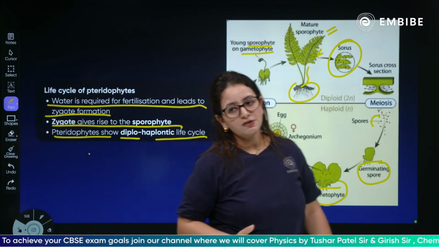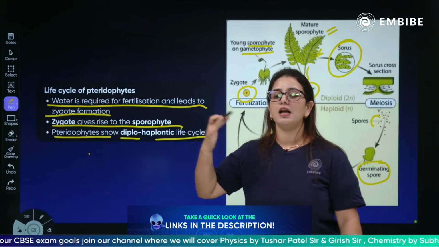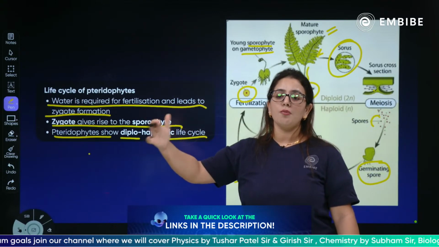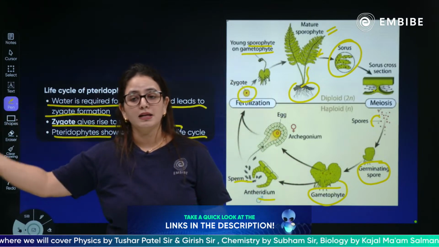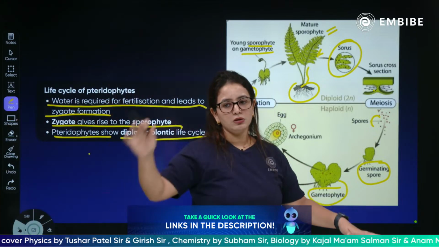The spore formation will take place, and these spores will again go and form a prothallus. A prothallus will again create a male or female gametophyte. Again, this is the whole life cycle.